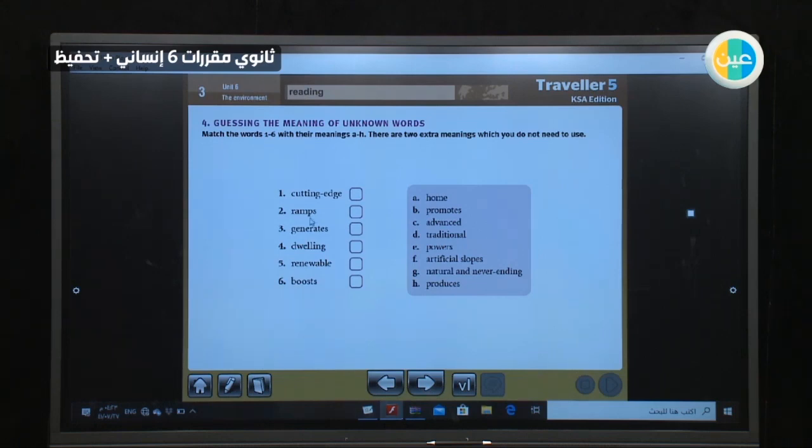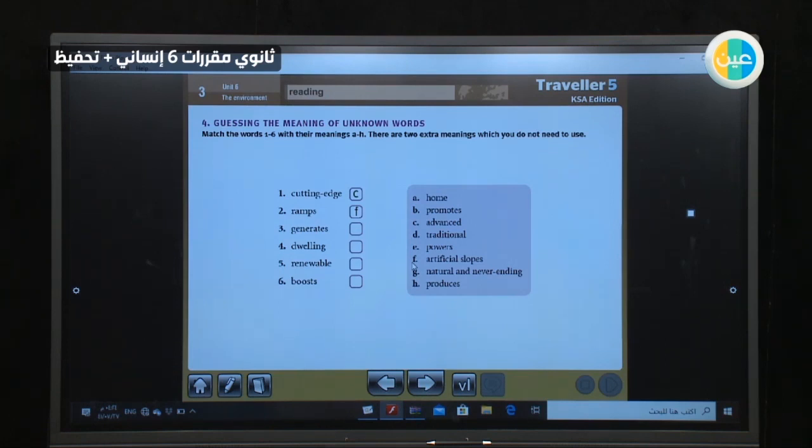Okay, cutting edge. Do you remember when we talked about this exhibition building and we said it's cutting edge? Yes, advanced. C. Ramps. In the previous lesson we said the building has its own ramp, so it will be easy to use by wheelchair. Yes, artificial slopes.